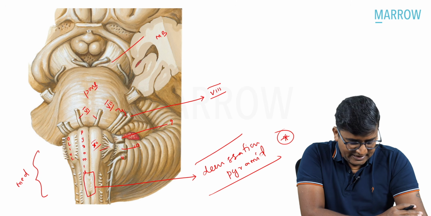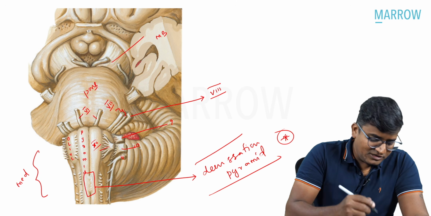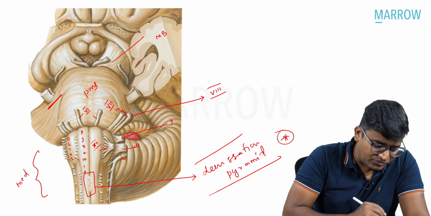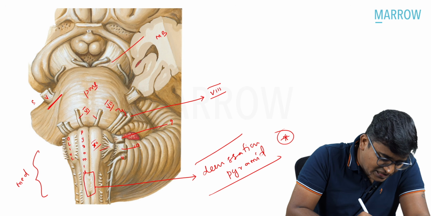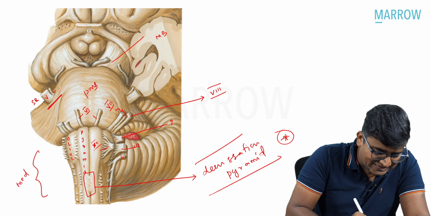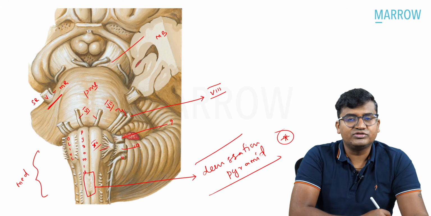Okay. Right. Now in the pons, only one nerve is emerging out. That is our trigeminal nerve. That is our 5th nerve. That is the sensory root of the 5th nerve, and the small one is the motor root of the 5th nerve.